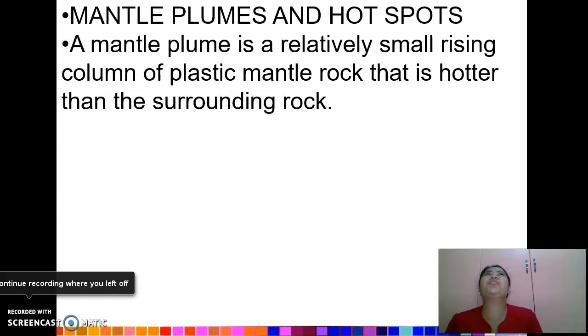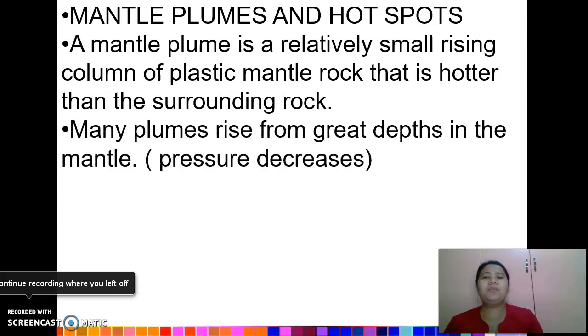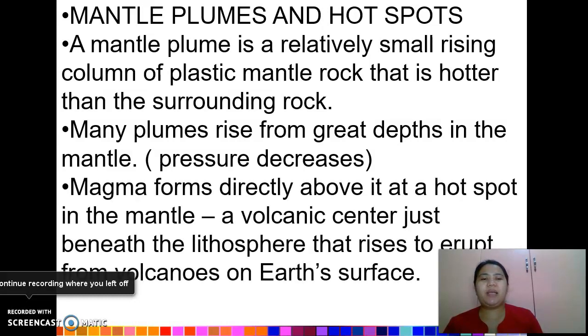When there is a formation at the deep part of the mantle, at the core-mantle boundary, it will go up and lead to the formation of new islands, new volcanoes, and ridges on the ocean floor. Many plumes rise from great depths in the mantle. Magma forms directly above it at a hot spot in the mantle, a volcanic center just beneath the lithosphere that rises to erupt from volcanoes on Earth's surface.